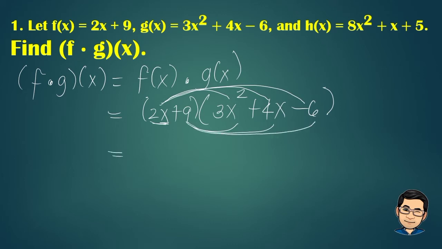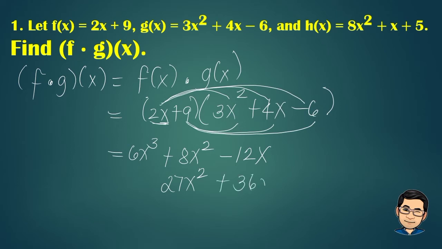So, una muna, 2x times 3x squared, that is 6x cubed. And then 2x times 4x, that is 8x squared. And then 2x times negative 6, negative 12x. So, tapos na tayo sa 2x, 9 naman. 9 times 3x squared, that is 27x squared. So, para hindi tayo mahirapan, itapat na natin siya dun sa kamukha niyang term. And then 9 times 4x, that is positive 36x. And finally, 9 times negative 6, that is negative 54.